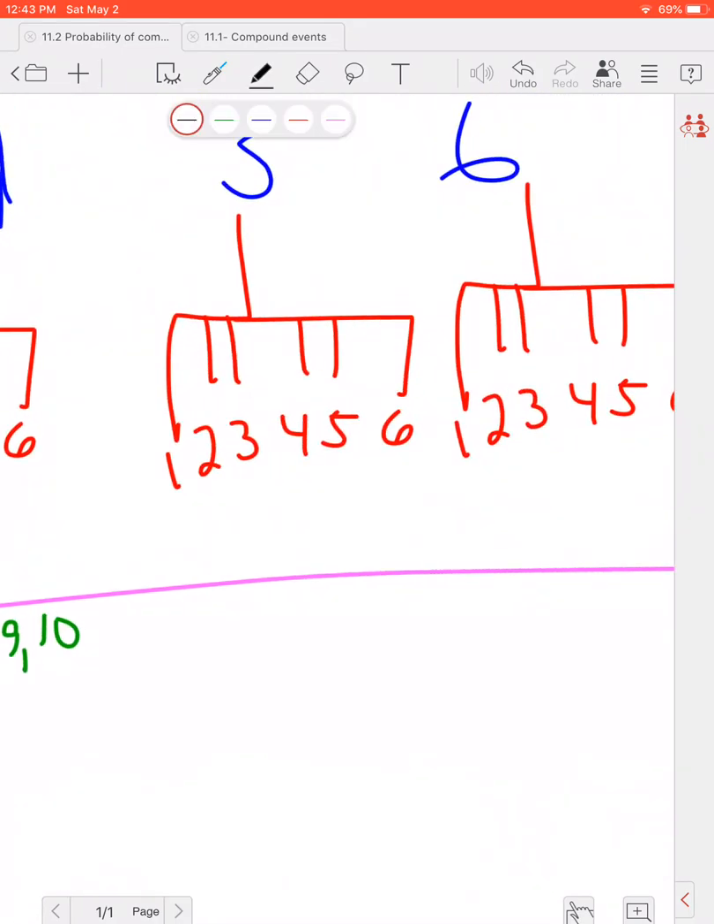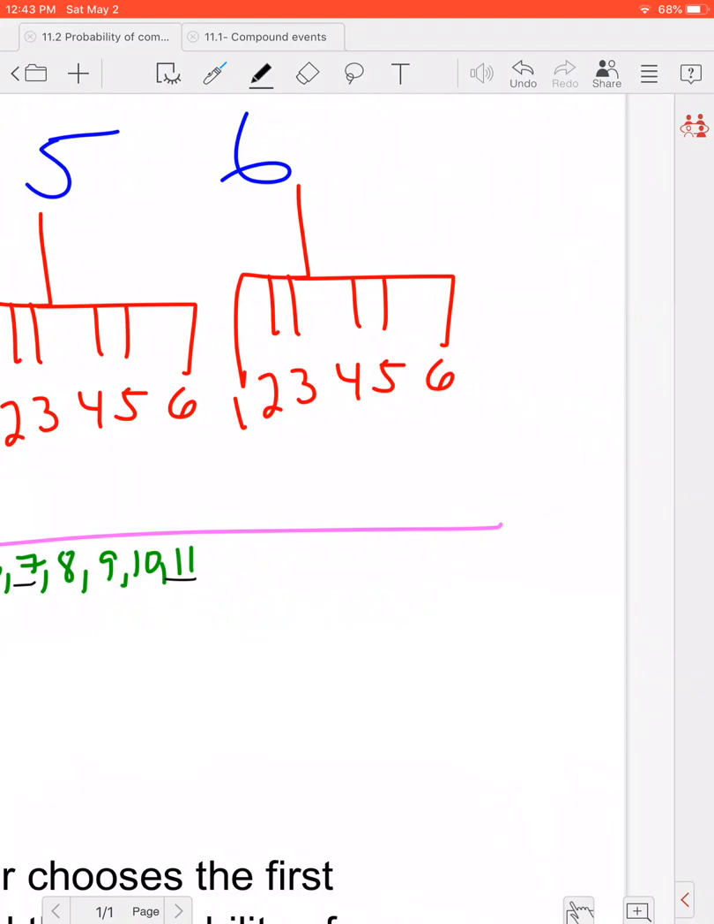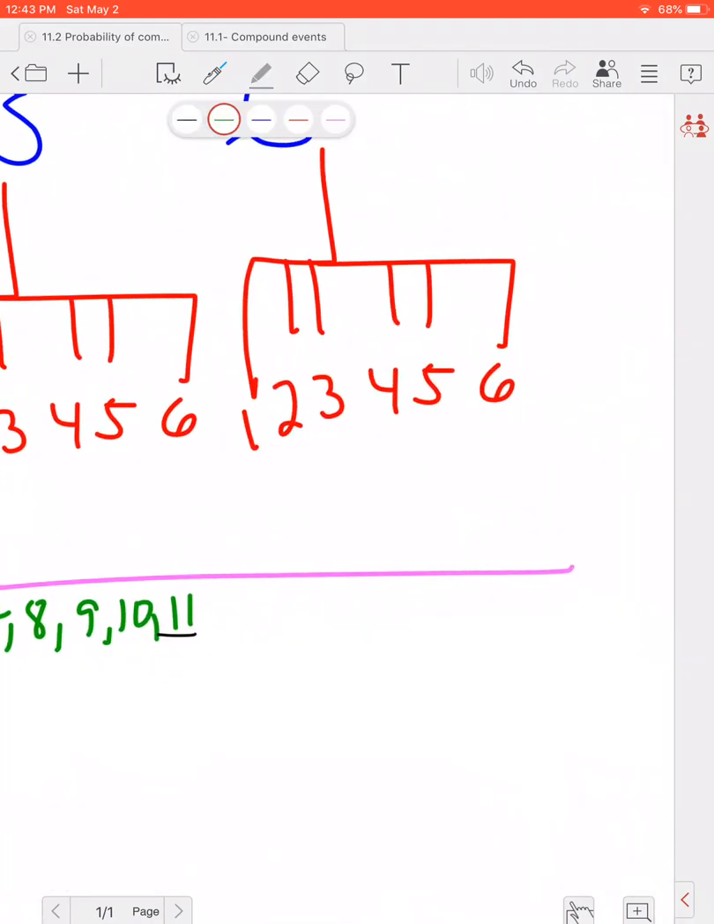And if we get to 5 here, 5 plus 1 is 6, 5 plus 2 is 7, 8, 9, 10, and 11. I have 2 prime numbers here, 7 and 11. And our last one, 6 plus 1 is 7. 6 plus 2 is 8. 6 plus 3 would be 9. 6 plus 4 would be 10. 6 plus 5, 11.